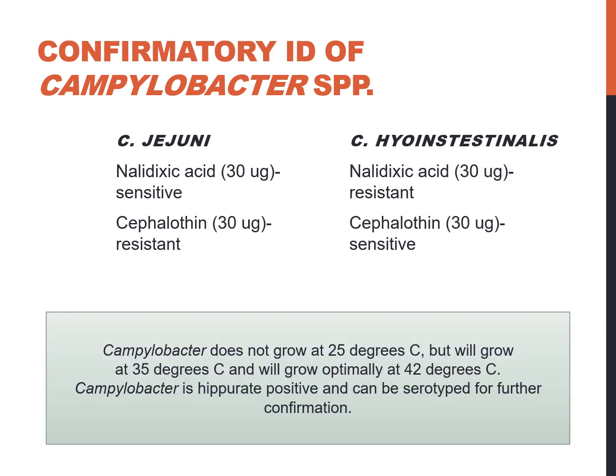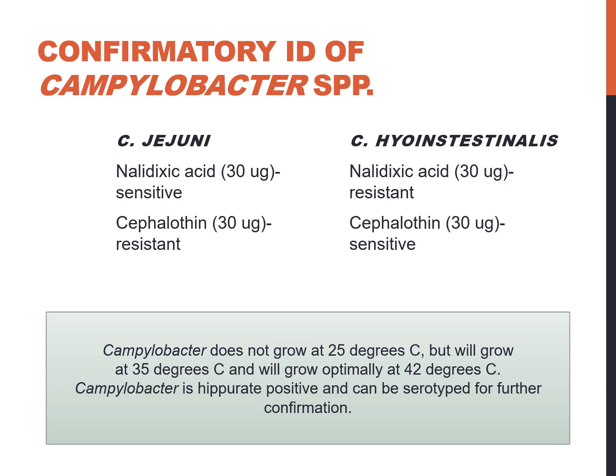Campylobacter jejuni is the Campylobacter species most commonly isolated and associated with a diarrhea type of illness. You will see there that Campylobacter jejuni is sensitive to the nalidixic acid disc, and it is resistant to the cephalothin disc. Now, a less commonly isolated Campylobacter is Campylobacter hyointestinalis. The old name is Campylobacter intestinalis, but you will see they are just the opposite with their nalidixic acid and cephalothin results. Campylobacter hyointestinalis is actually resistant to nalidixic acid and sensitive to cephalothin.